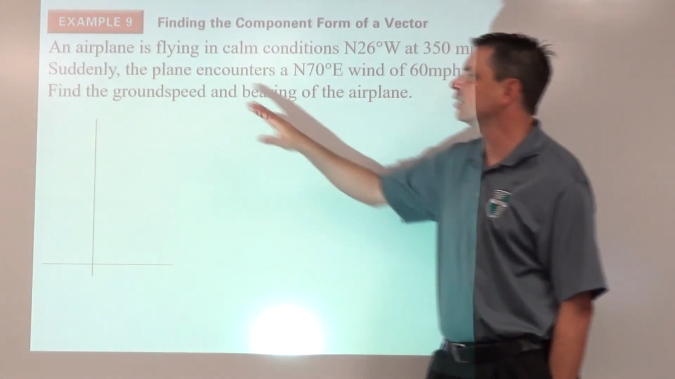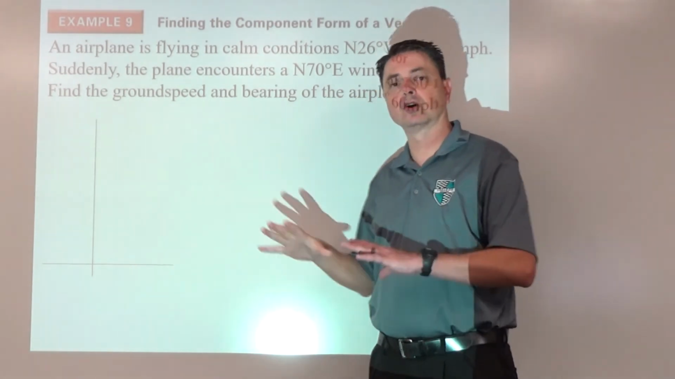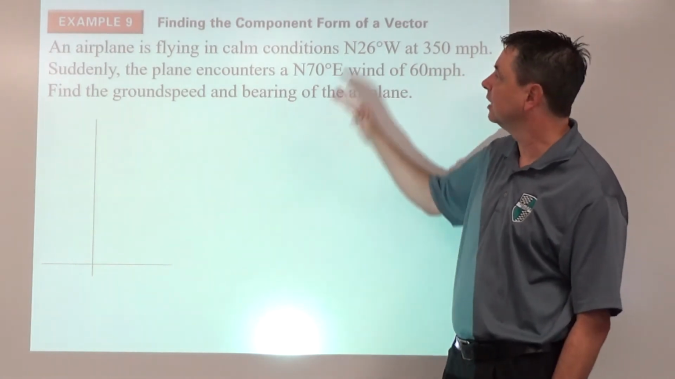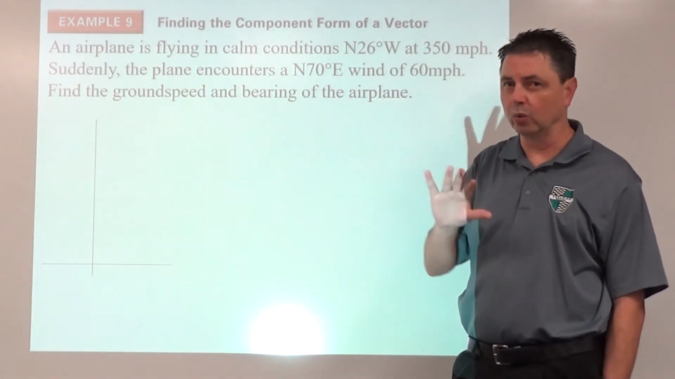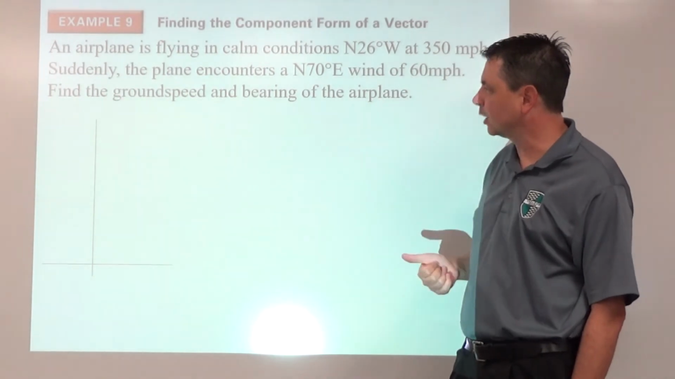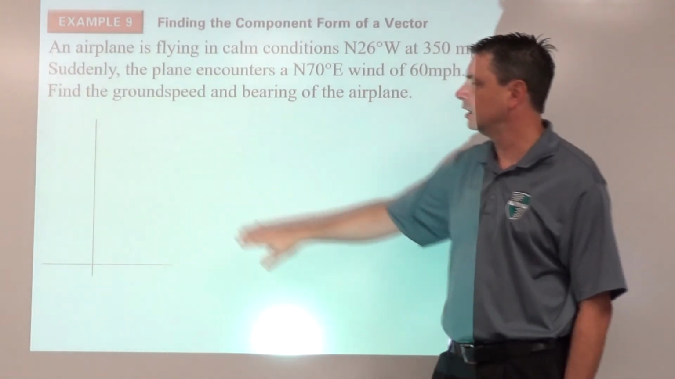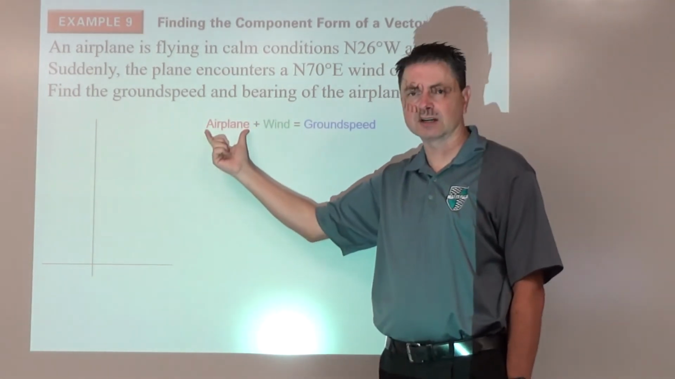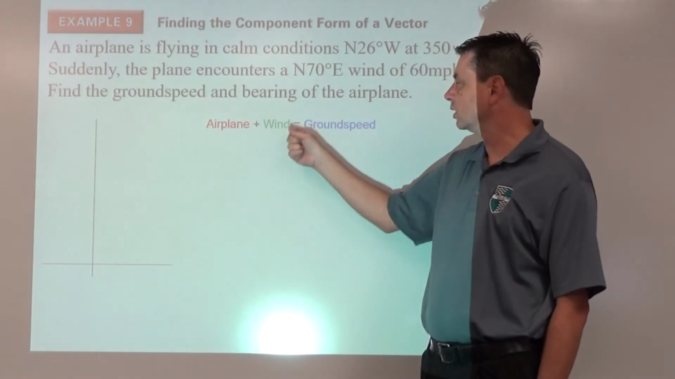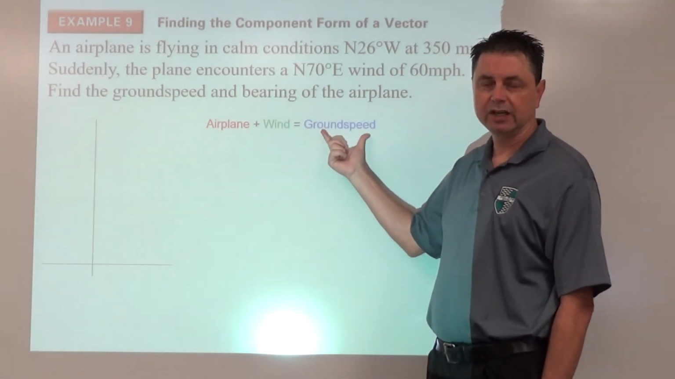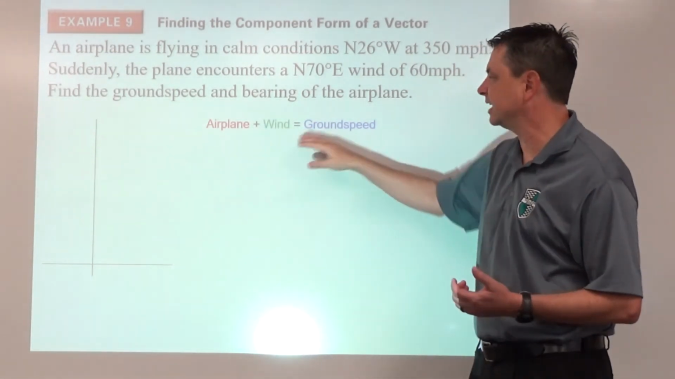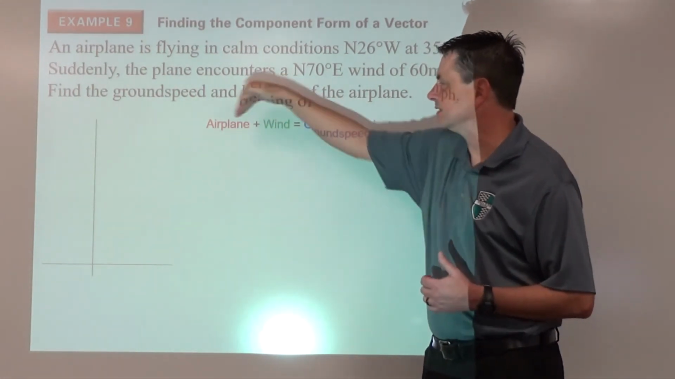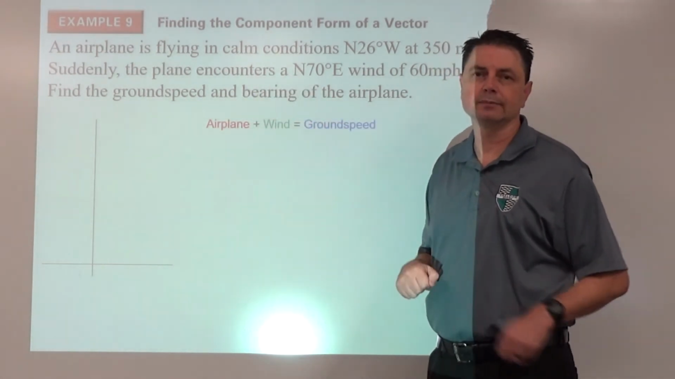So ground speed means what we would observe from the ground after the wind has influenced it. The airplane vector is going to be no wind influence. So we're going to look at the airplane vector, the wind vector, and we're going to get ground speed. It turns out that in terms of vectors, the airplane vector plus the wind vector will equal the ground speed vector. It would be the same as if we had two forces acting; the resultant force is what we get if we add those two forces together.